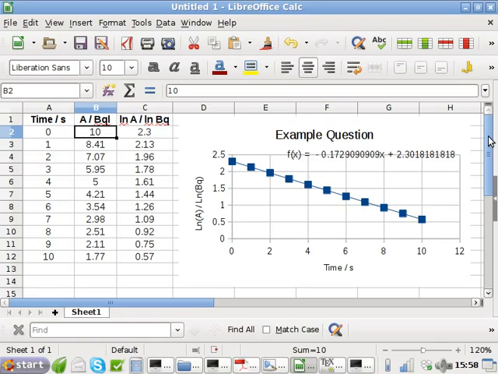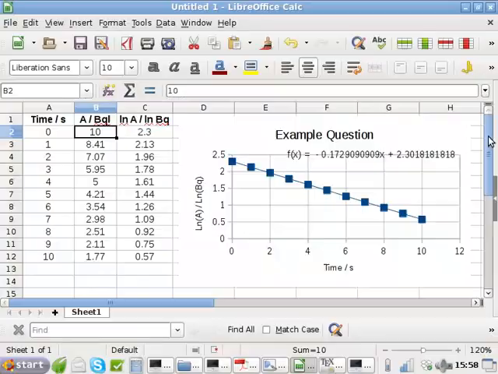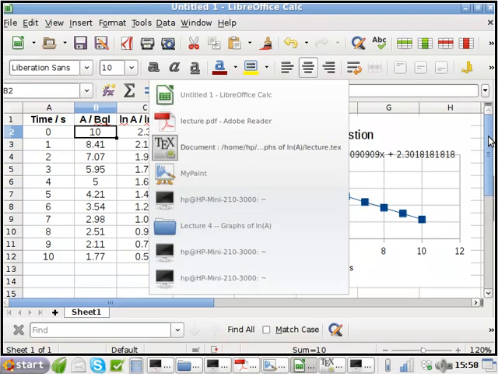So what's the decay constant? 0.173. And the unit? Per second. So for part B, can you write the answer down? Lambda equals 0.173 per second. Got that? Yes? Next part.